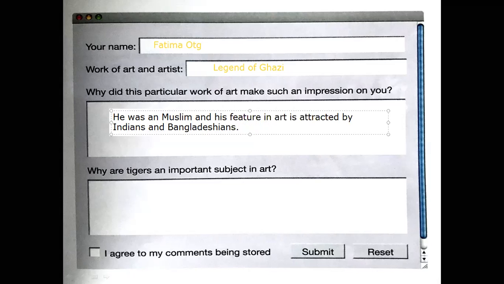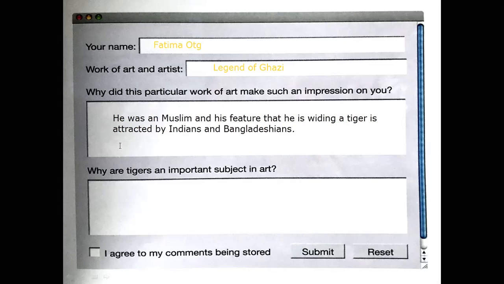Okay. So he was a Muslim, but his feature, that he is riding a tiger, the tiger is attracted by the Indian and Bangladeshi due to, let's say here, due to their religious belief. The religious belief.